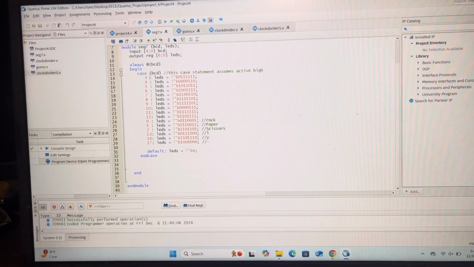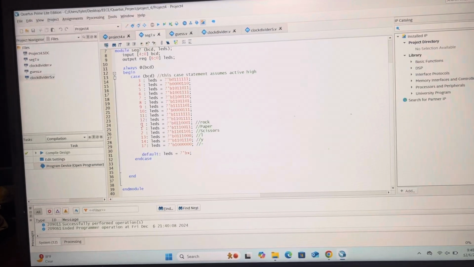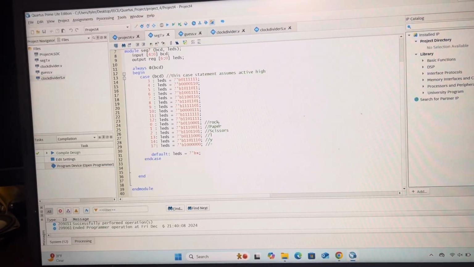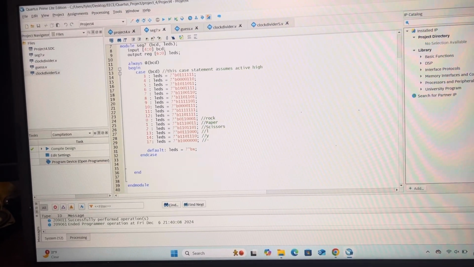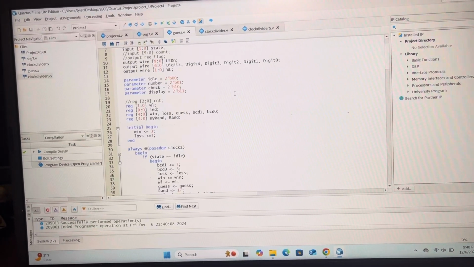I had 0, go ahead and start at 3 and go up to 12. Therefore, I could use 0, 1, and 2 for the guesses of rock, paper, or scissors. So that brings us to guess.